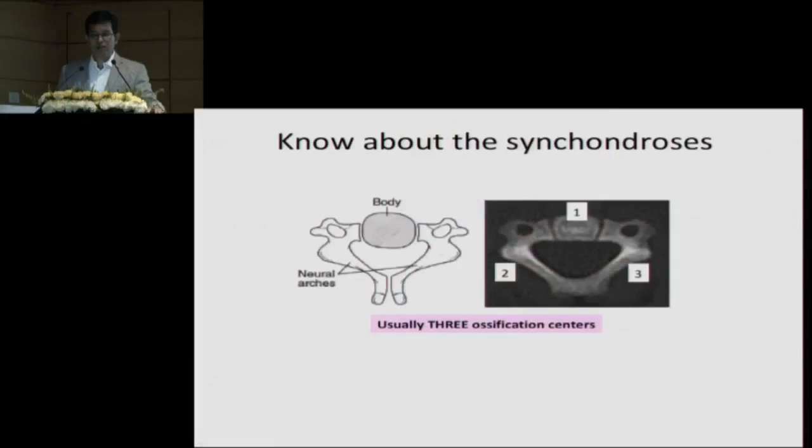And while interpreting the radiographs, especially in a child who is less than 8 years, you should know about the synchondrosis. Normally we have 3 ossification centers for every vertebra, 1 for the vertebral body and 2 for the posterior arches. And in these children, please remember this 1-3-6 rule.